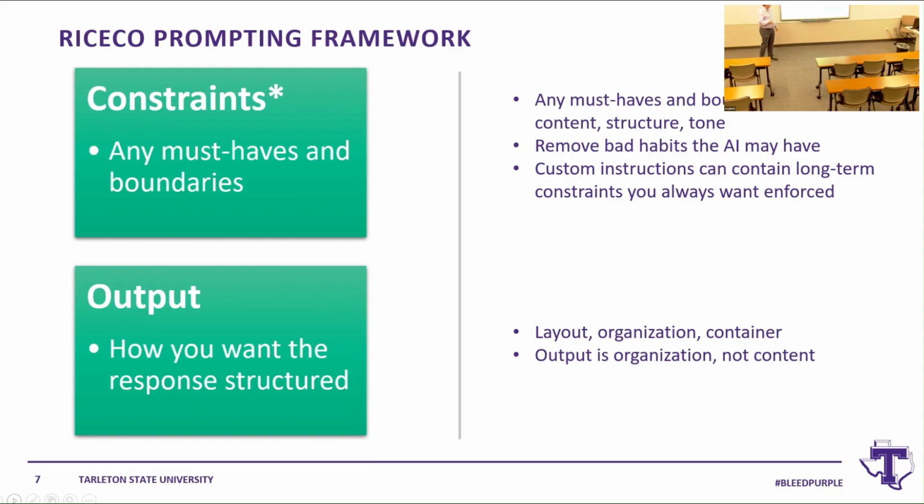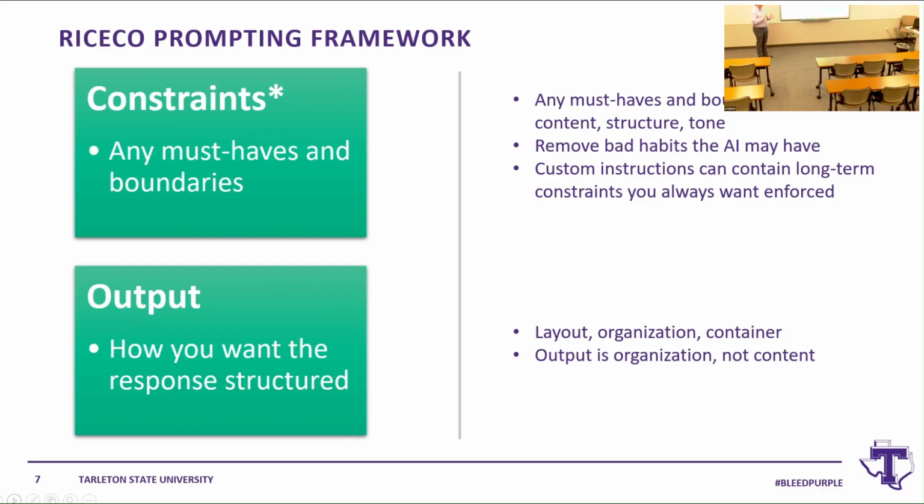Constraints, the last of the three big ones. These are your must-haves and your boundaries. So what absolutely has to be in the output? And what do you want it to not do? This is where you kind of come in and remove any bad habits it may have in general or with a specific prompt you're working on.